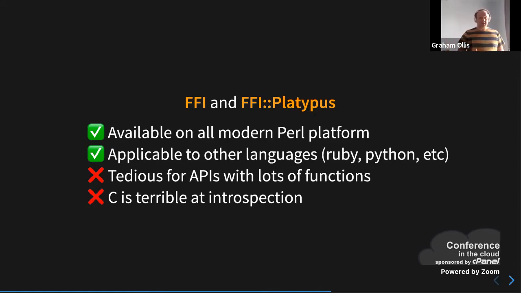Unfortunately, like XS, it can be very tedious to write Perl bindings for APIs with lots of functions. And although the goal of the Platypus project is to be language neutral as much as possible, most libraries that you're likely to write bindings for have a C interface, and C is honestly terrible at introspection. This means that it's a challenge to automate binding generators.